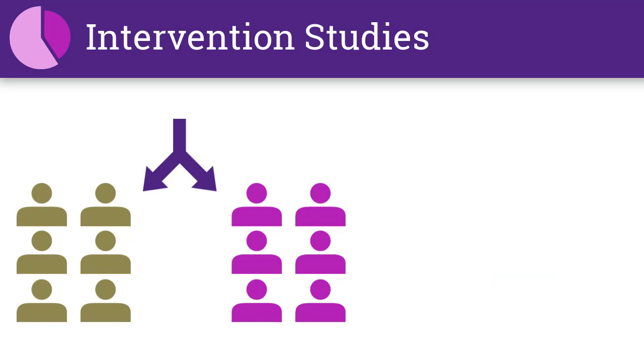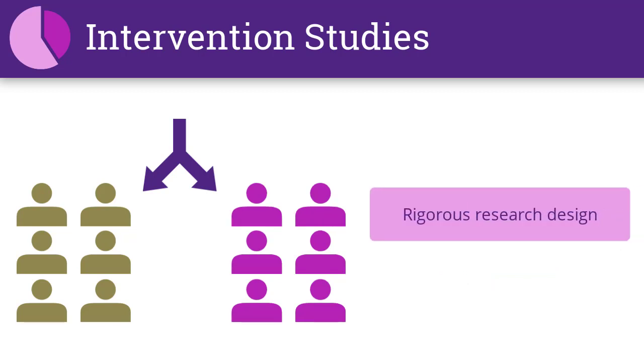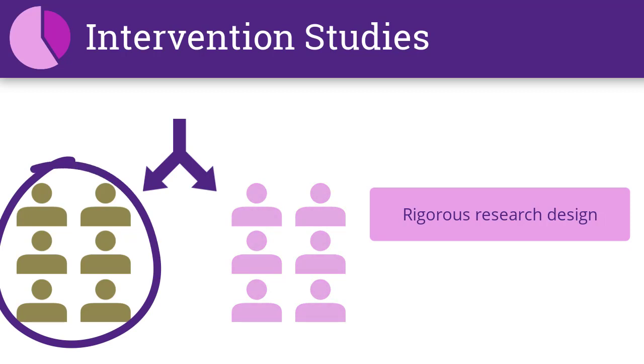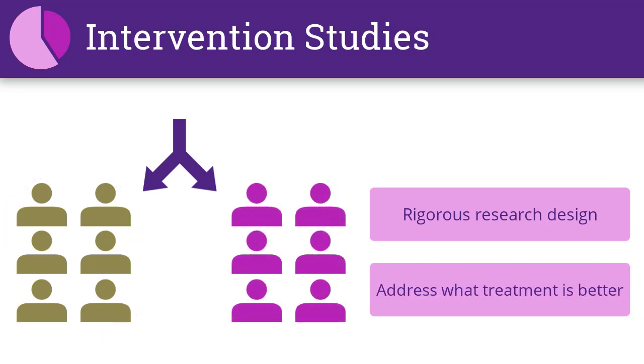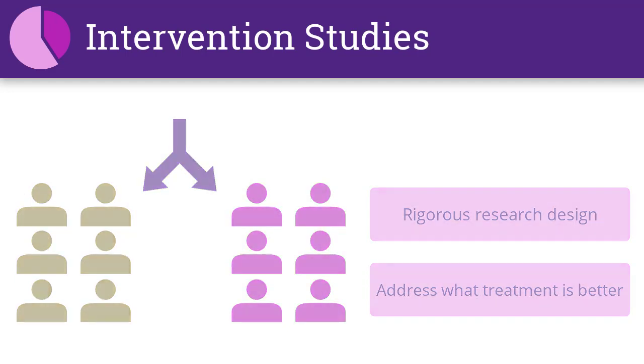Intervention studies tend to be the most rigorous research design, as we are able to precisely control who does and does not have exposure to the factor we are interested in testing. They address questions surrounding what treatment is better and by precisely how much.